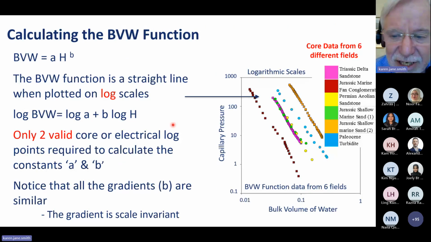Now, let's get into some mathematics. We're going to calculate our BVW function for your reservoir model, and I'm happy to do this for your data sets after the masterclass. Now, BVW is a function of height, a h to the b. It's an exponential function. Now, what do we remember from school mathematics? If we take the logarithm of both sides, it turns into this equation here. We go from an exponential, and when we logarithmicize it, it goes into a linear equation.